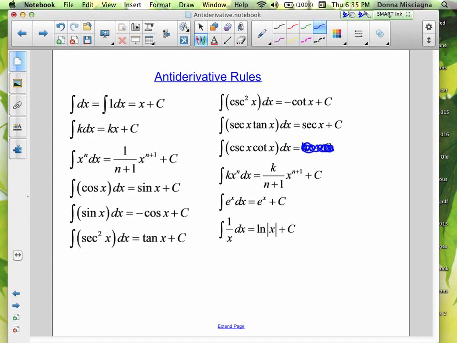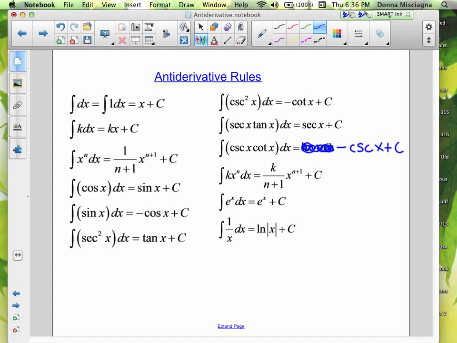So cosecant cotangent, who has cosecant cotangent as its derivative? Well, it's a lot like the one above it. It should be negative cosecant x plus c. So that's a typo, and let's make that the right function there. Because if we take the derivative of cosecant x, we have negative cosecant cotangent x. So if the derivative is negative, then the antiderivative must be negative.